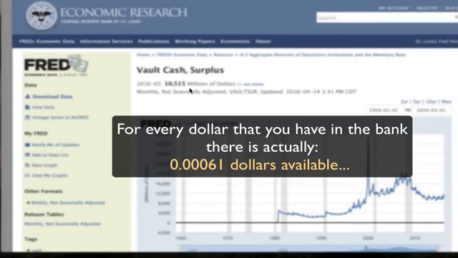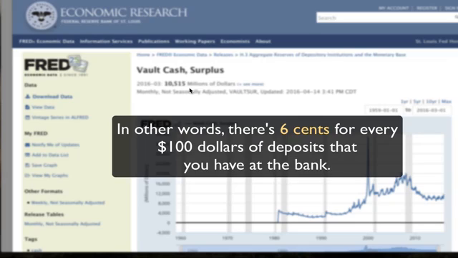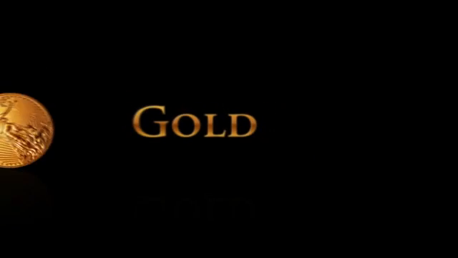And that means that for every dollar that you have in the bank, there is actually 0.00061 dollars. So that's, in other words, there's 6 cents for every $100 of deposits that you have at the bank. They can actually pay out 6 cents worth of cash on $100.